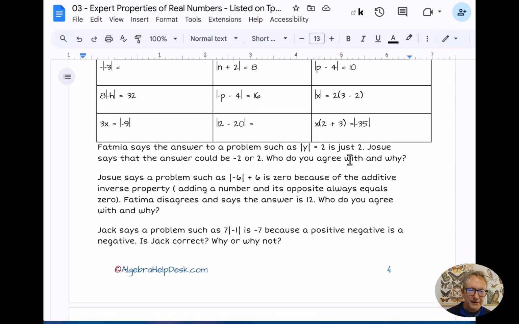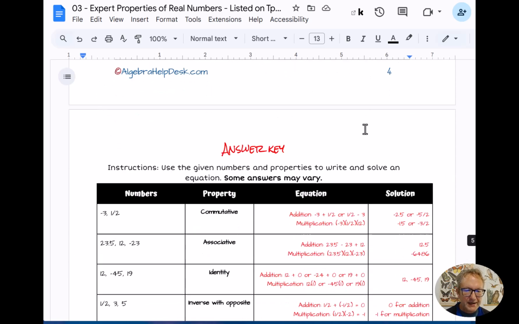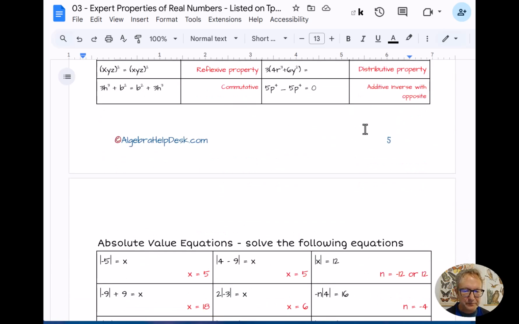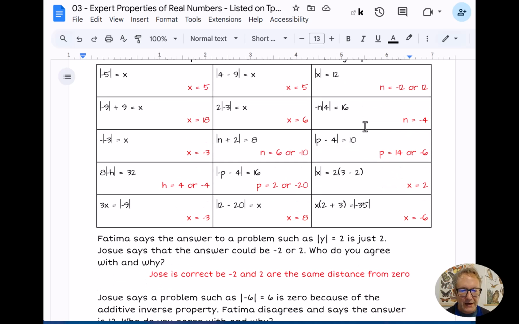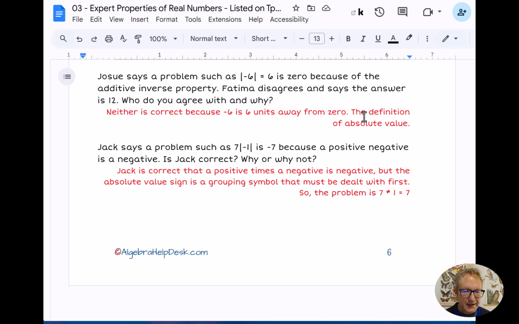Here we've got 3 different situations. Fatima says the answer to a problem such as the absolute value of y is 2. They're going to critique that, which is math practice 3. And then we've got Josue and Jack, and then we have another answer key. Some absolute value problems, which is going to prepare them for solving equations later.